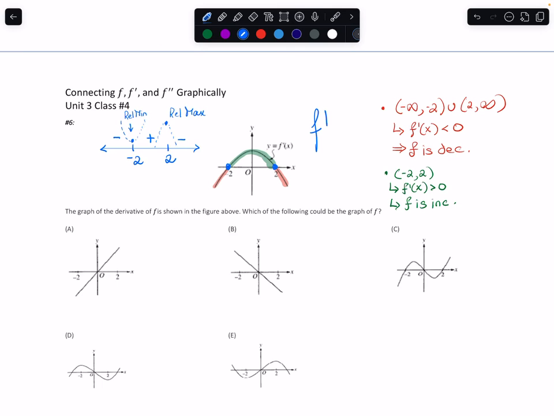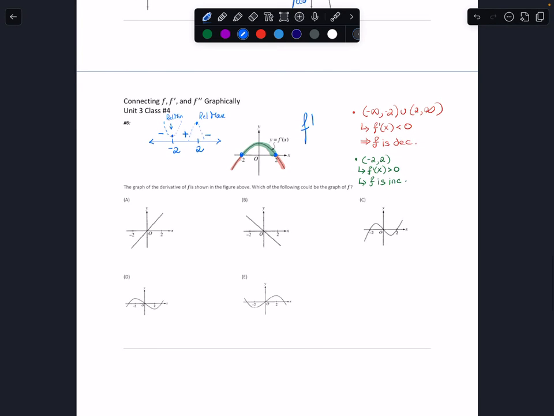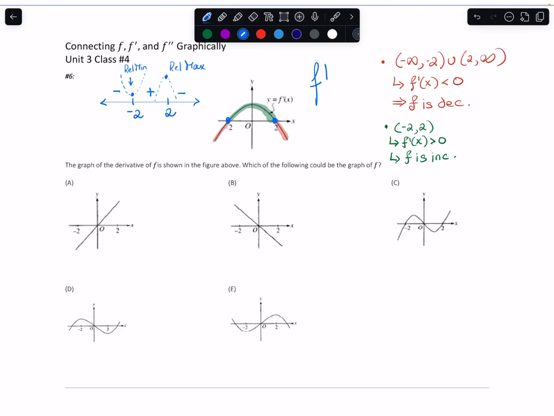So now I pretty much have everything I'm looking for. I want the function to start by decreasing. And also, when you think about this, you have two turning points, a low turning point and a high turning point. I don't think that A and B have any turning points on them. So I think those are immediately out.